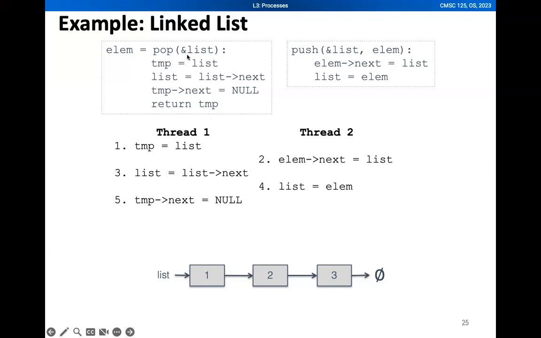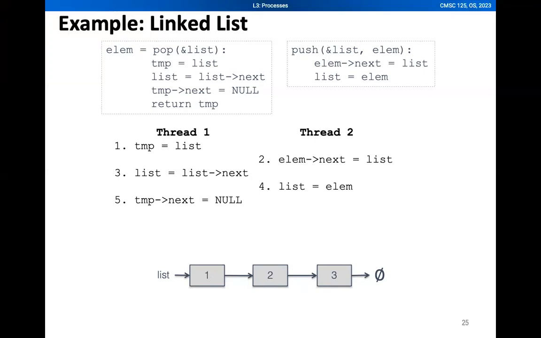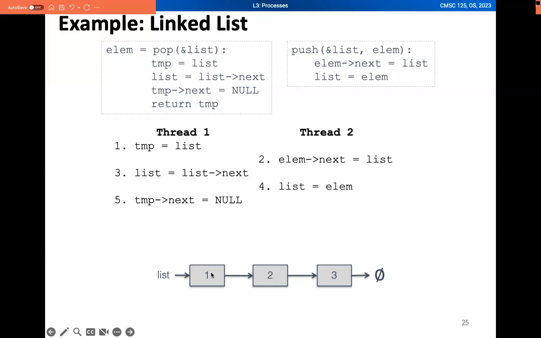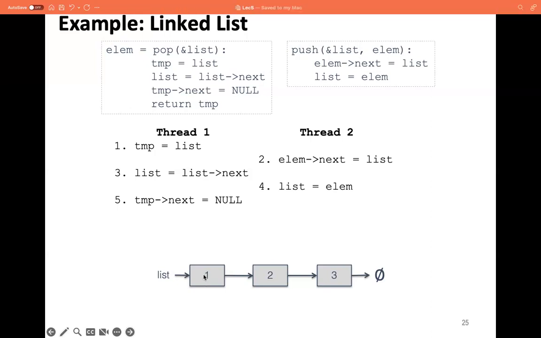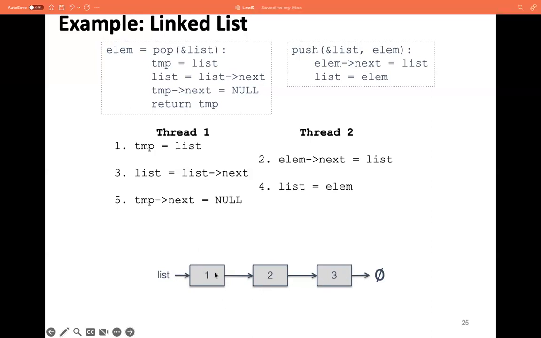So for the pop, essentially what happens is we have a temporary variable TMP that points to the head or the top of the list, and then we assign the pointer of the list to the next element. So this will point to this element now. And then we set the next pointer of this temporary variable to null. That means that we are essentially removing this one. So we have performed the pop operation, and this element is already removed.